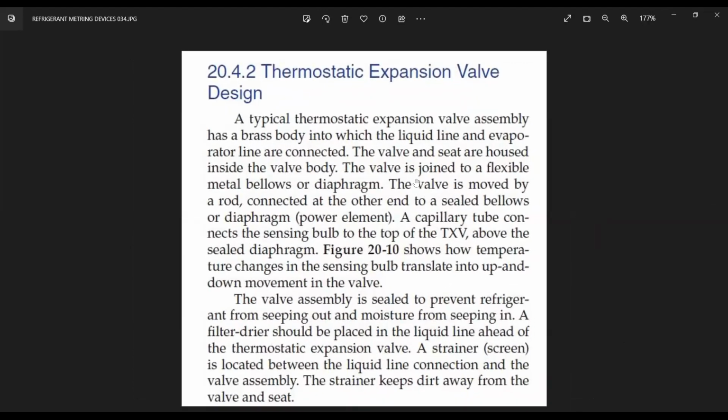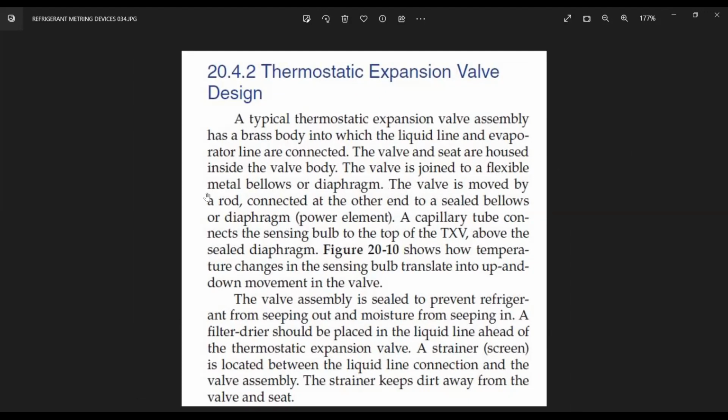Okay. The TXV assembly is a brass body to which the liquid line and the evaporator line are connected. The valve and the seat are housed inside the valve body, and the valve is joined by flexible metal bellows or a diaphragm. So you can have a bellows control or a diaphragm control, either or. That means on the top of this thing again.